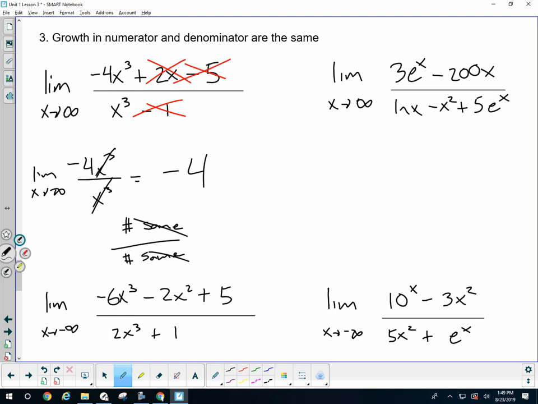Okay. I see e to the x. I'm going to be careful. I realize I'm plugging in positive infinity. So e to the x would be considered one of the fastest growing functions. 200x doesn't matter. Log x, slowest growing function. X squared, not going to go quickly. I just have 3e to the x over 5e to the x. We can see those cancel, leaves me with 3/5.